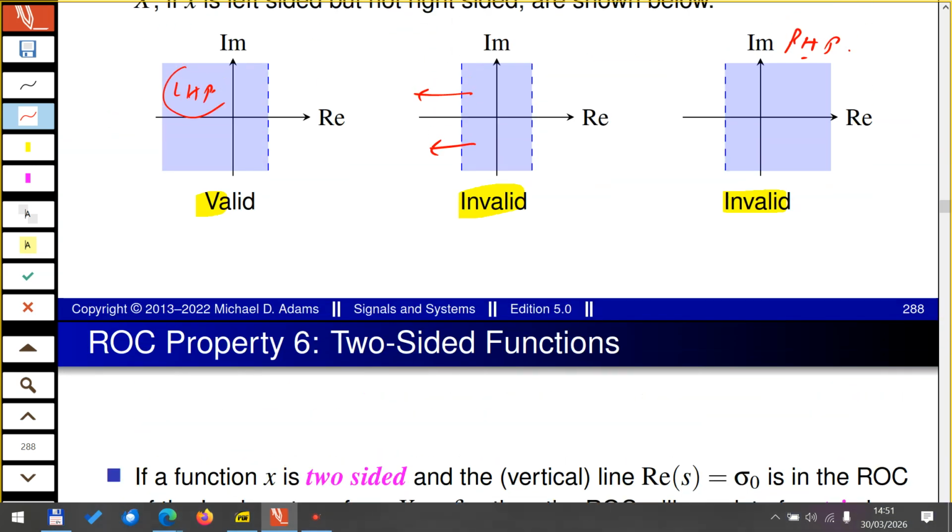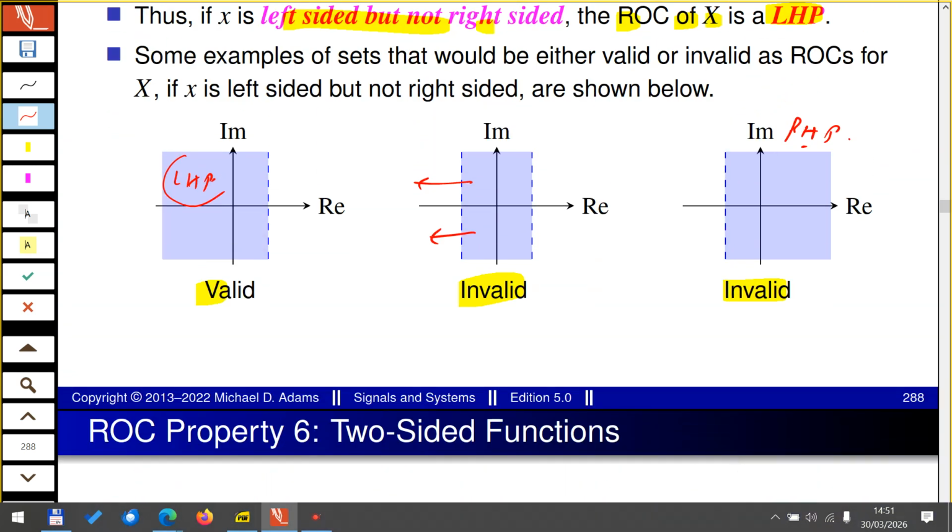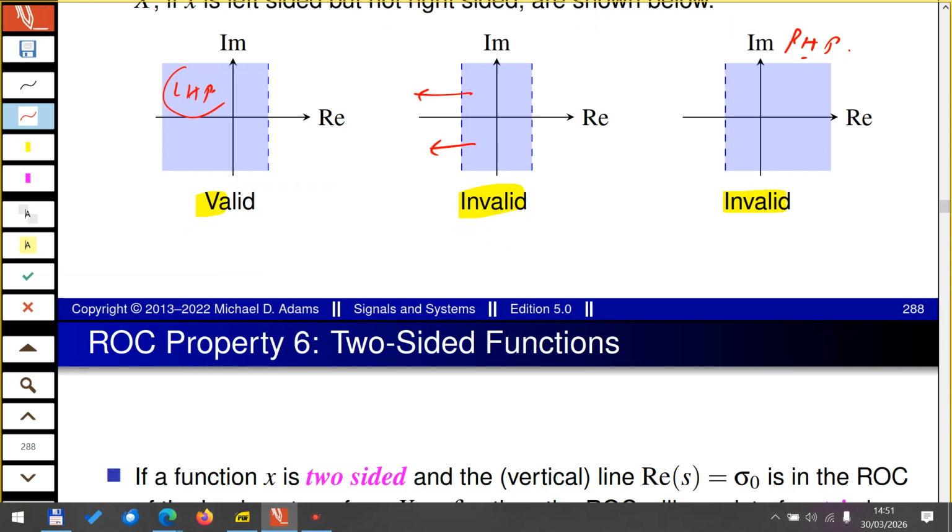Now we get to two-sided functions, right? Okay.